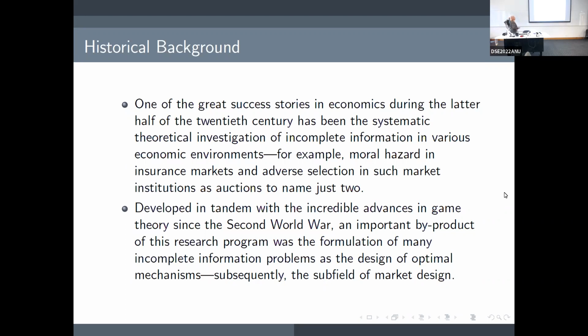So perhaps the biggest success story in economics in the 20th century, certainly the last half, was this systematic study of incomplete information in economic environments. The polar extremes are moral hazard in insurance and adverse selection in auctions. And that developed in tandem with game theory after the Second World War. An important research program was the formulation of these problems as mechanism design problems or market design problems.